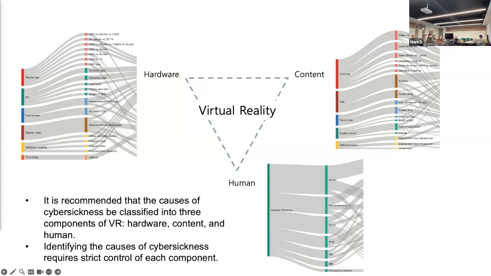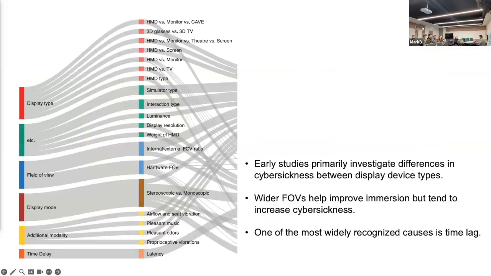I won't go really deep into these factors, but from the hardware point of view, the earlier studies mainly studied the difference between display types. Around 2010 or so, the Oculus came out, and it was a huge sensation, and which type of display device, for example a monitor or a screen, could induce more sickness was the key topic. The other one is field of view.